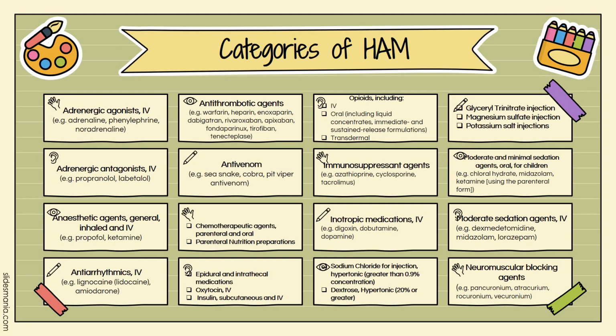As you can see, there are adrenergic agonists and antagonists, anesthetic agent, antiarrhythmic, antithrombotic agent, antivenom, chemotherapy, parenteral nutrition preparation, epidural, opioids, immunosuppressant agents, inotropic medication, sodium chloride for injection, or dextrose, hypertonic, which is 20% or greater, GTN injection, magnesium sulfate injection, potassium salt injection, moderate and minimal sedation agent, and also neuromuscular blocking agent.